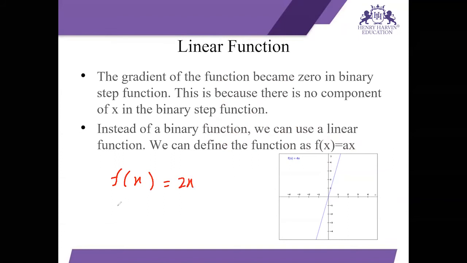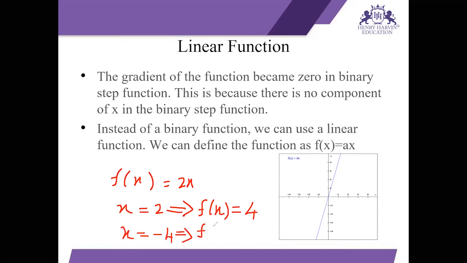So if x is equal to 2, then what will be f(x)? f(x) is going to be 4, right? Fine. So if x is equal to -4, then f(x) will be equal to -8. Hope it is clear to you, right? Okay. So if I find the derivative, the gradient for this, what will I get? f'(x) is equal to 2.